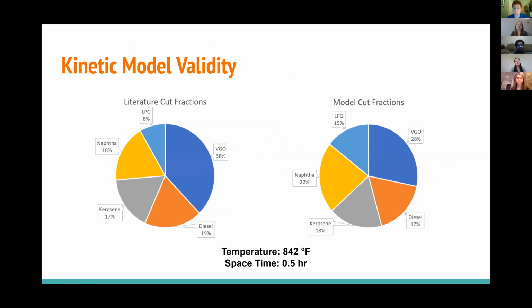And this is just to compare our model to the literature values at that point, at 842 degrees Fahrenheit and half an hour space-time. The naphtha, kerosene, and diesel are almost exactly the same, with some slight variations with the LPG and the VGO. And so at this point in time, our model is fairly accurate.